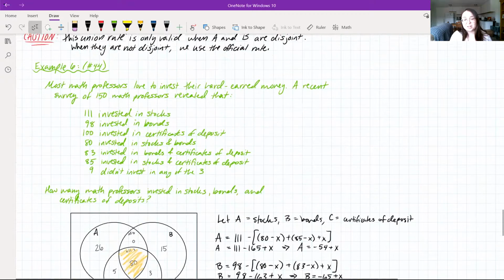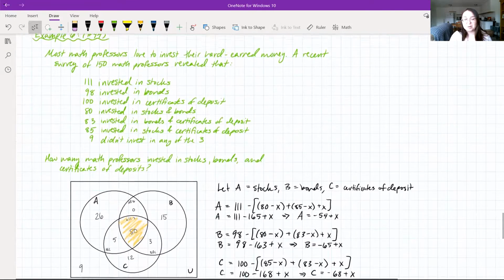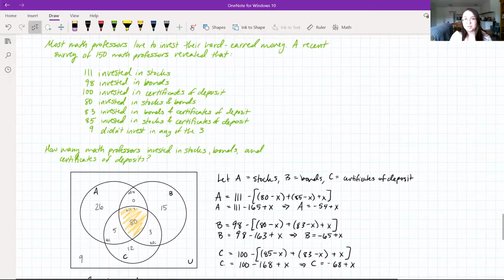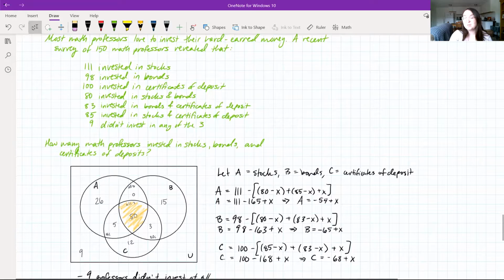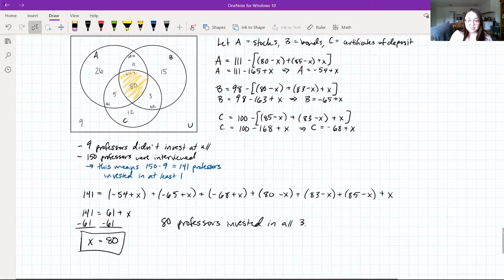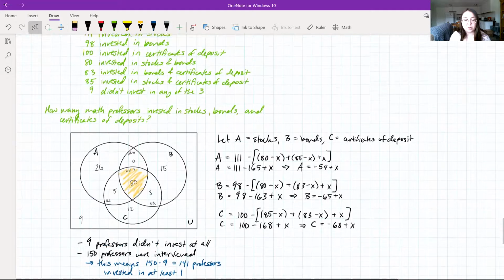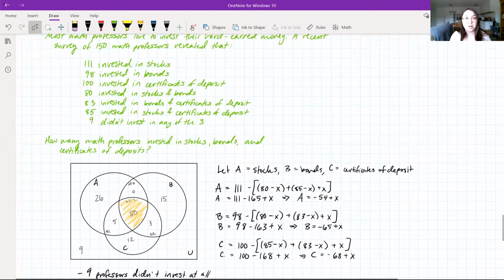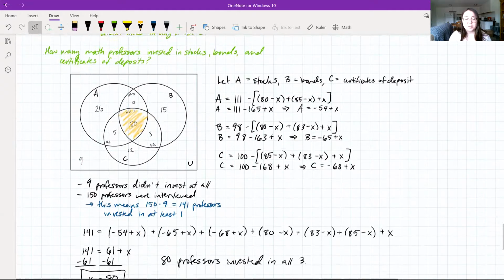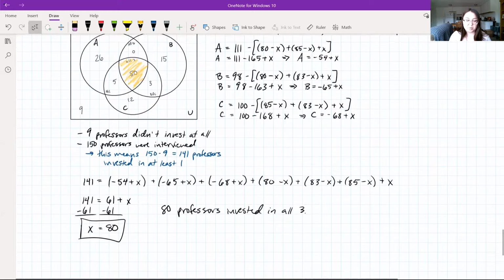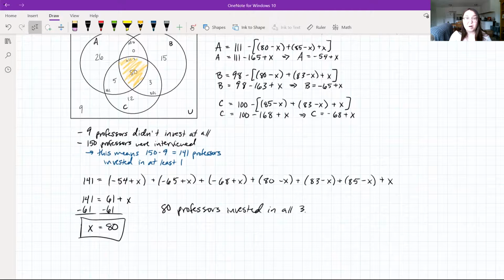If you think about it, our question kind of gave us a little hint. We said that most math professors love to invest their hard-earned money. So if they're going to invest in one, you may invest in all 3. But to make sure that we're right, we know that 150 math professors were interviewed. So the way to check is we need to add up all of our values. If we add up all our values and they equal 150, we know that our answer is right.